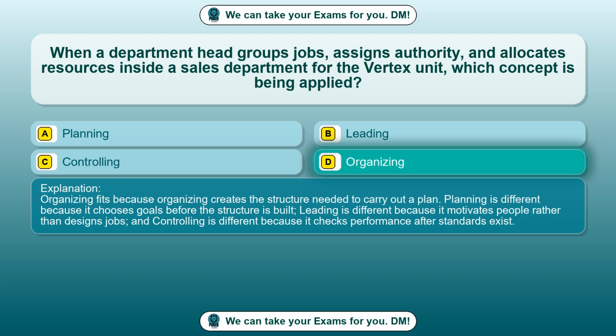Planning is different because it chooses goals before the structure is built. Leading is different because it motivates people rather than designs jobs, and controlling is different because it checks performance after standards exist.